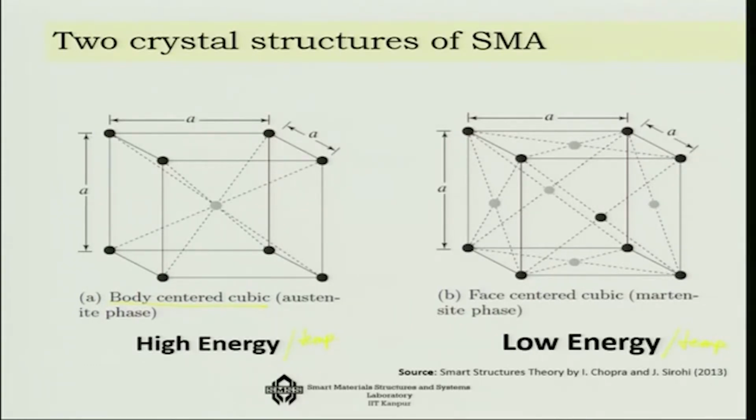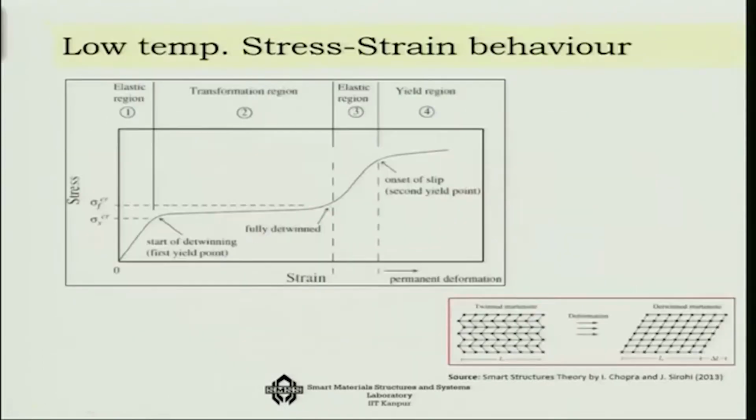So, here are the nickel and titanium atoms, as you can see in this system, and in the face centered form of the system. Now, these are the two crystal structures. How does it behave? Let us say first we consider the low temperature stress strain behavior.